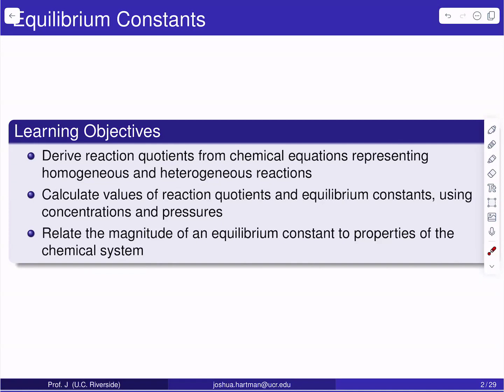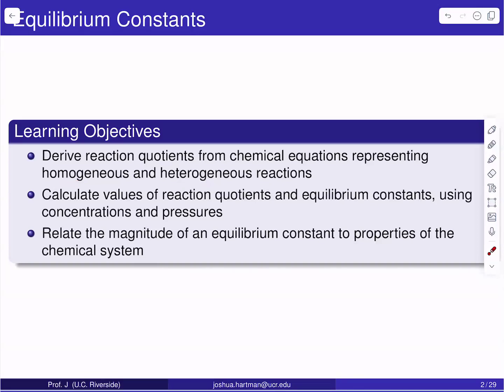In this lecture video, we want to focus in on three core learning objectives to really help us understand chemical equilibria from a quantitative perspective. So the first learning objective involves what we call reaction quotients. We're going to talk about what reaction quotients are and how we can understand and derive a reaction quotient from a chemical reaction equation for both homogeneous and heterogeneous reactions.